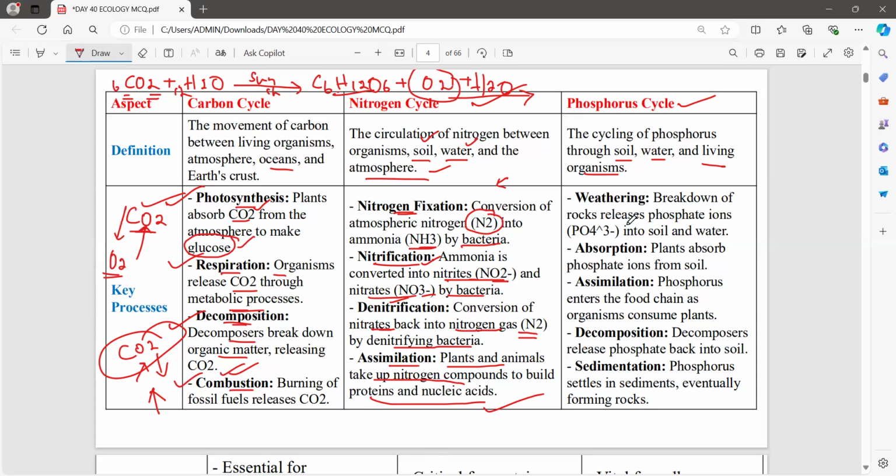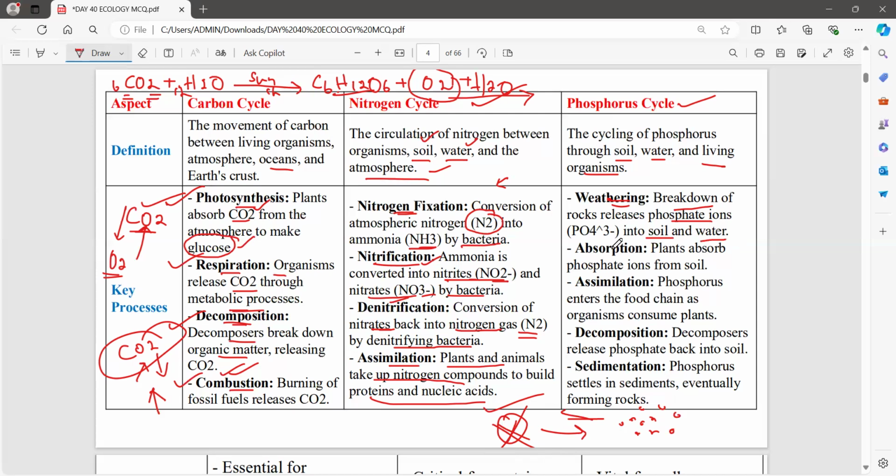Now, what are all the processes involved in the phosphorus cycle? Weathering. Weathering is nothing but the removal of, which means what? Initially it will be a rock, and after a certain time, it will be in the sand form. That is, the breaking down of larger molecules of rock into smaller particles. This is called weathering. During the breakdown of these rocks, there will be a release of a lot of phosphate ions, and those phosphate ions will be released into the soil or water.